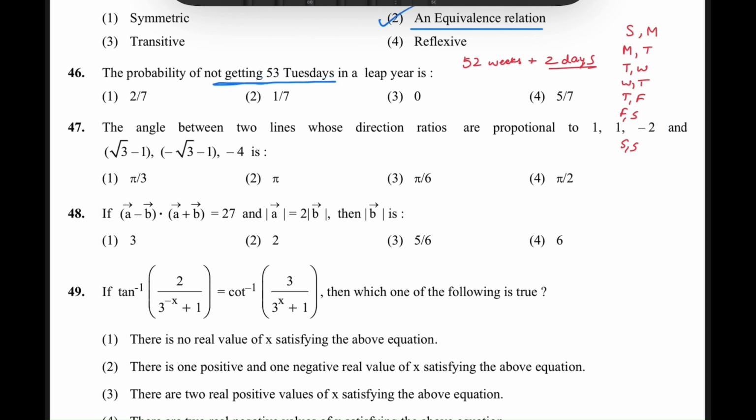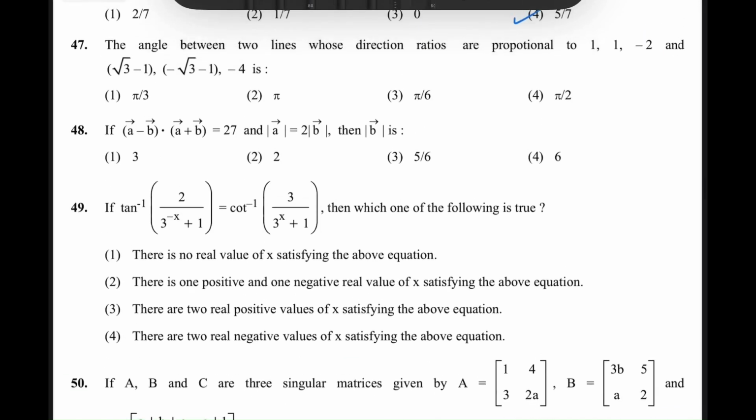Now, not getting an extra Tuesday. In these outcomes, where I'm not getting an extra Tuesday, Monday-Tuesday, no, I don't need this. Yes, Wednesday-Thursday, Thursday-Friday, Friday-Saturday, Saturday-Sunday. So you have 5 favorable outcomes out of 7. So 5 by 7 is the correct answer for this question, right? So easy, making the sample space and getting the favorable outcomes.